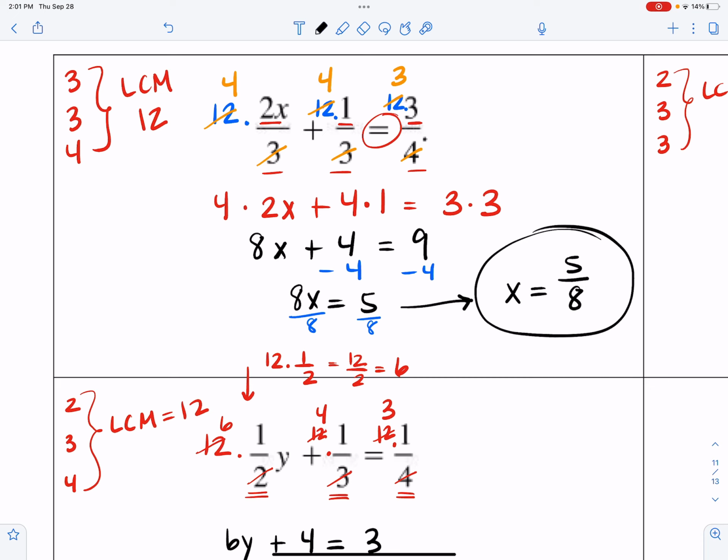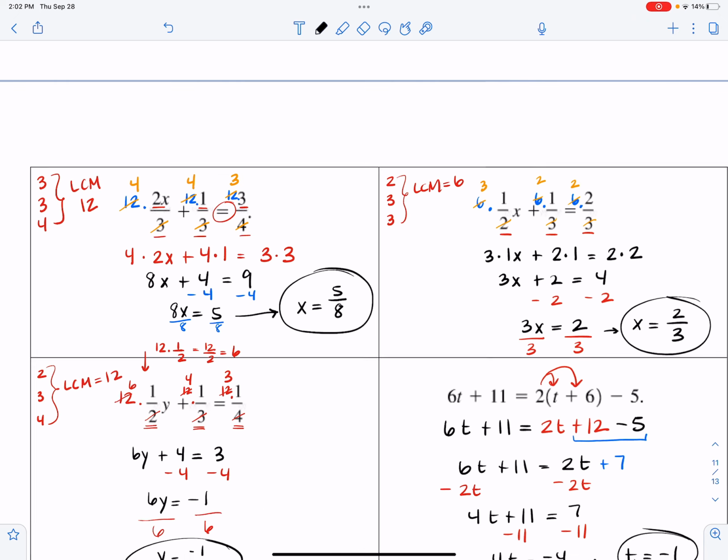The other option here, if you get confused thinking about the least common multiple, is you can do it in 2 steps. Multiply everything through by 3. Then go back and multiply everything through by 4, and that's going to get you to the same place: 8x plus 4 is equal to 9. The key is whenever you decide to multiply something, you have to do it to every term in the equation.